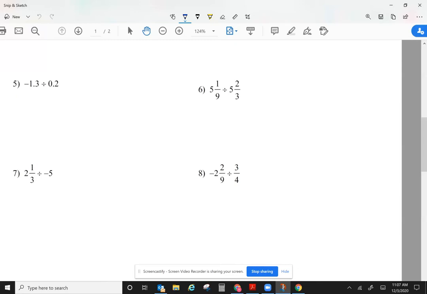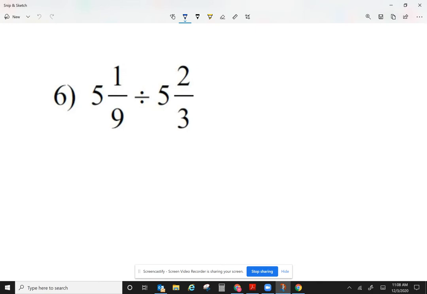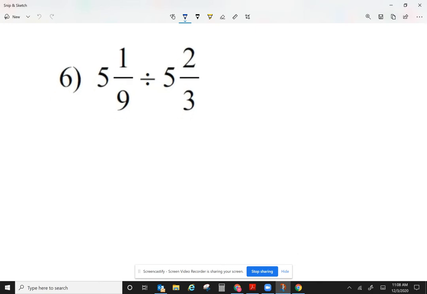Now, when it comes to dividing fractions, first thing I've got to do is make sure there's only a number on the top and a number at the bottom. If I have a mixed number, which is a whole number and a fraction, I'm going to multiply the whole number by the denominator, the number at the bottom. I'm going to multiply these two numbers, 5 times 9, and what I get, I'm going to add it to the top.